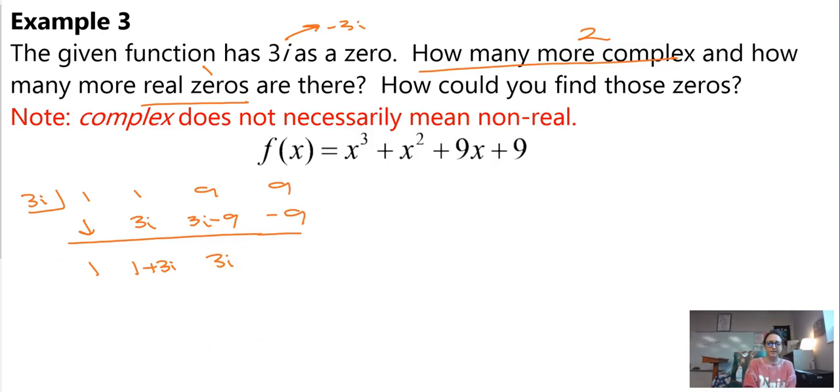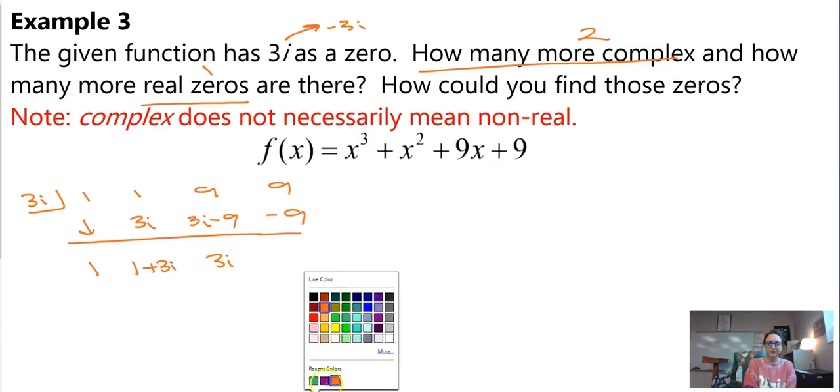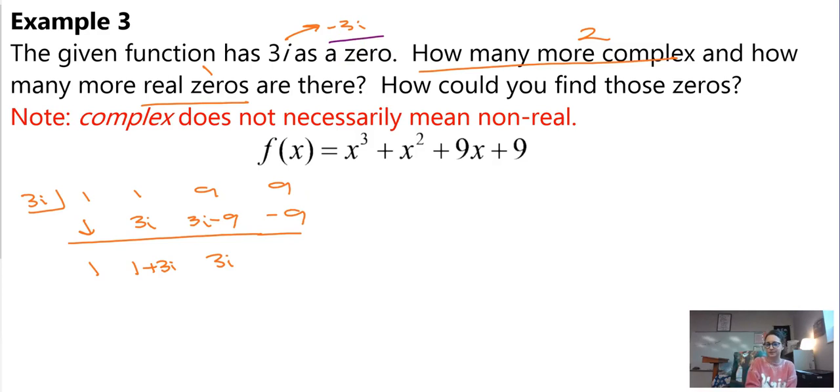Okay, let's keep going. Since 3i is a 0, we said, hey, negative 3i is a 0 as well. So let's go again with negative 3i in the corner here, okay? So I'm going to just be very careful. We're going to bring down the 1. Now we're going to multiply negative 3i times 1 is negative 3i. Add straight down, that's 1. The 3i's cancel. And 1 times anything is itself.